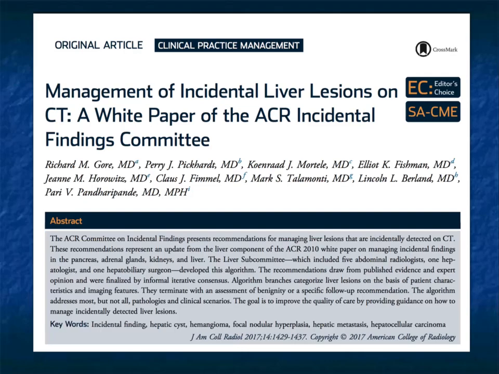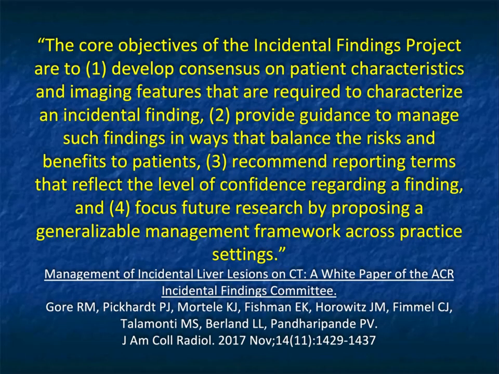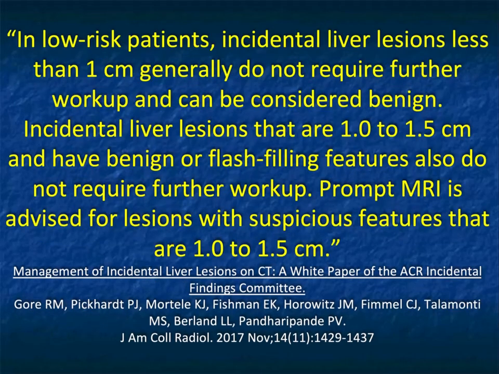This was redone by Gore in 2017, and it was a little bit or a lot better. Again, size range, risk, and imaging features are all we use to make the diagnosis. The core findings develop consensus on patient characteristics and imaging features that are required to characterize a lesion, provide guidance to manage such findings, recommend reporting that reflects the level of confidence, and focus future research by proposing a generalizable management framework across practice settings. So that was the goal of the team.